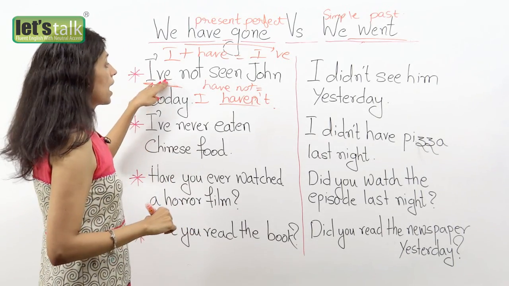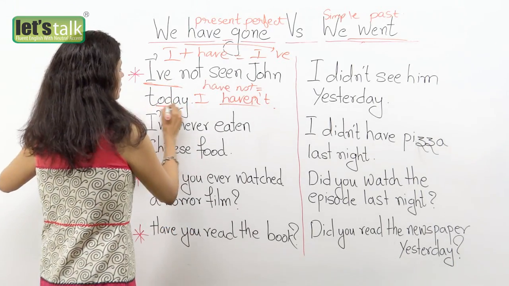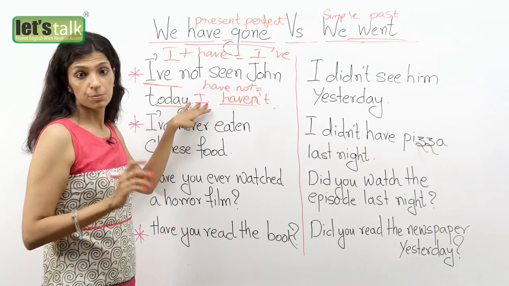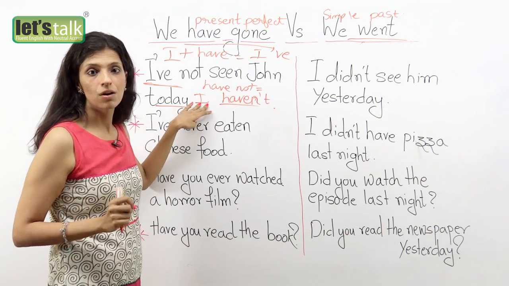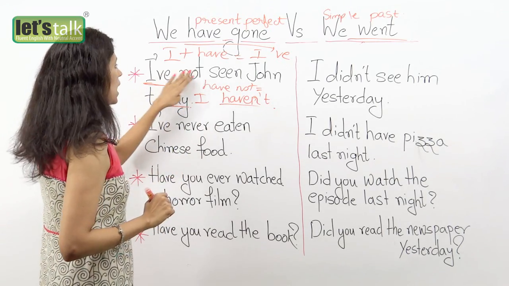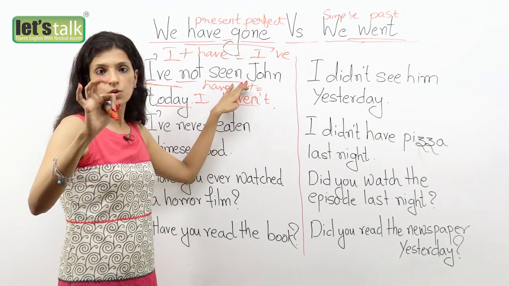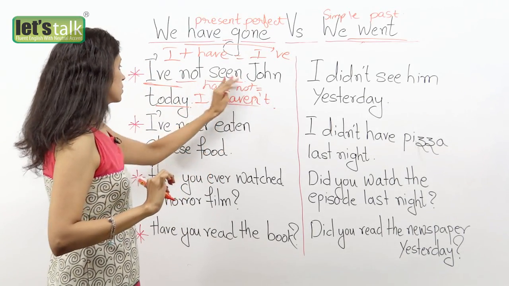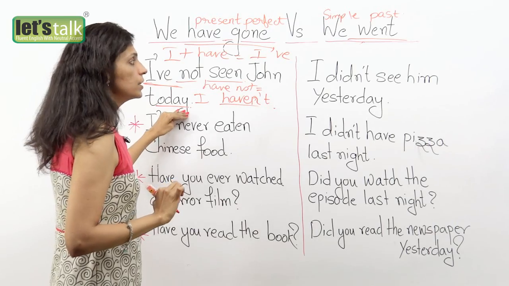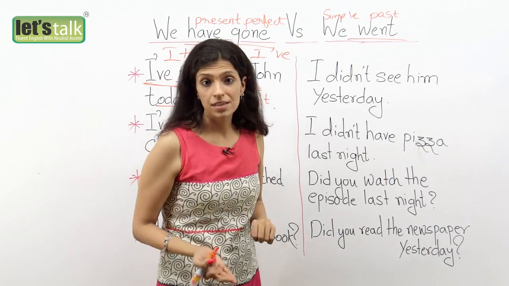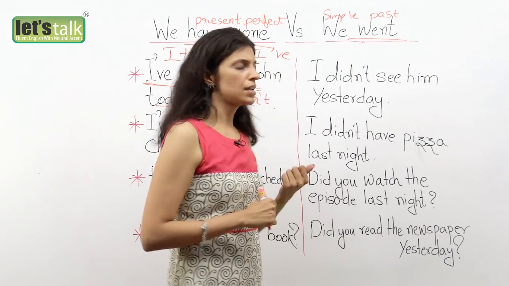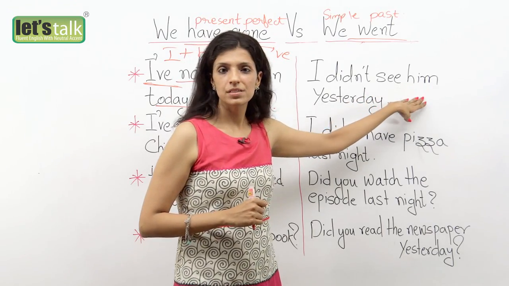Okay. So I have not seen John today. Today is the present, so I'm using the present perfect tense. Today is still on, not yet finished. So I have not seen John. See, the verb is in the third form. See, saw, seen. Okay. I have not seen John today. Now in the past, if I want to talk about yesterday, and if you ask me, did you see John yesterday? And I'll be like, I didn't see him yesterday.